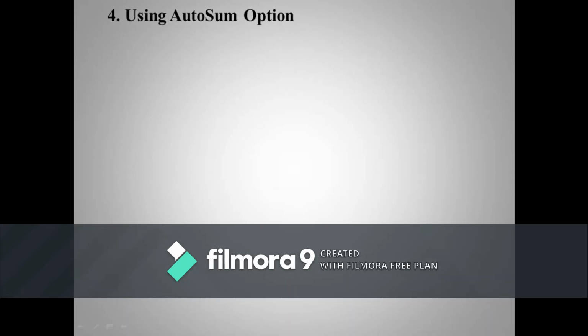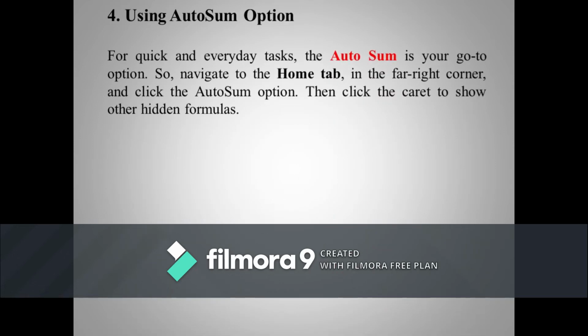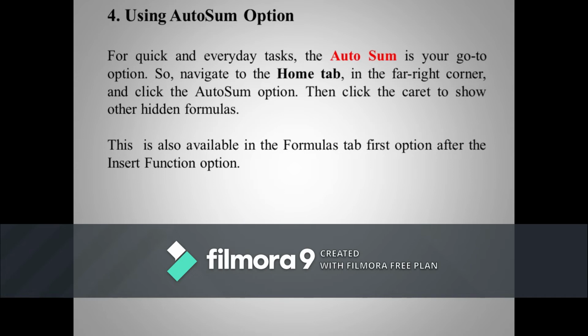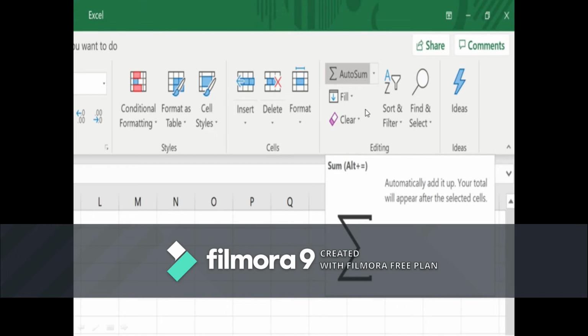The fourth method is using the AutoSum option, which is very fast. For quick and everyday tasks, AutoSum is your go-to option. Navigate to the Home tab in the far right corner and click the AutoSum option, then click the arrow to show the other hidden formulas. This is also available in the Formulas tab, the first option after Insert Function. So with AutoSum, a lot of other formulas and functions are available which you can select.